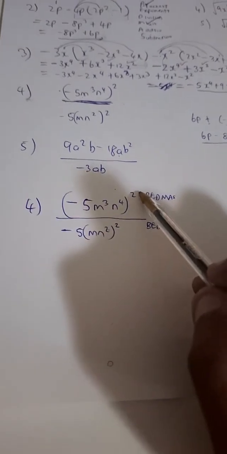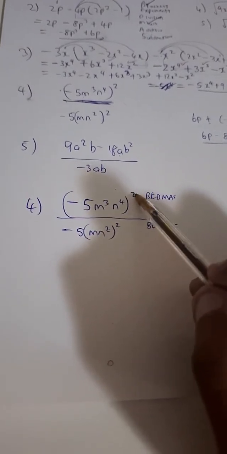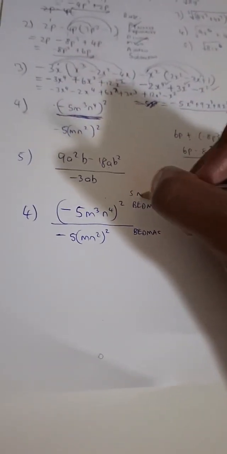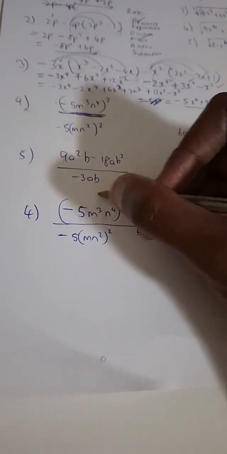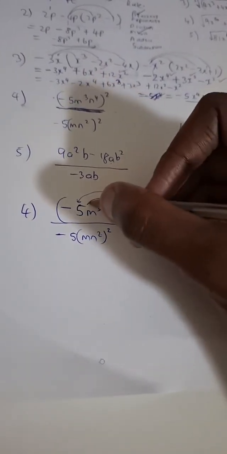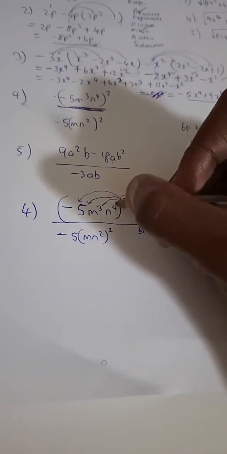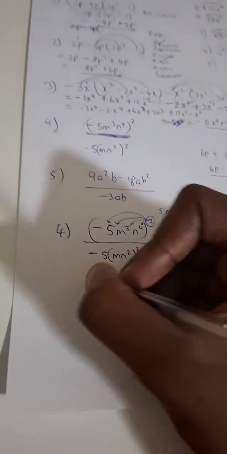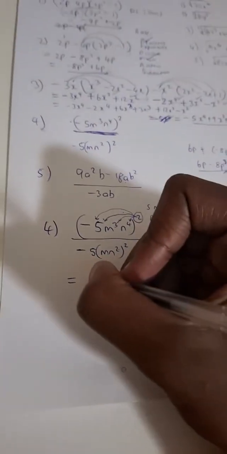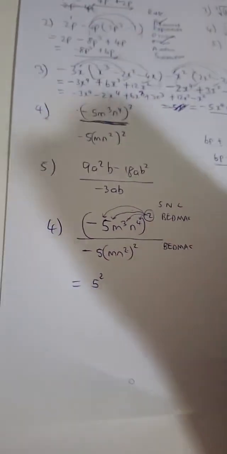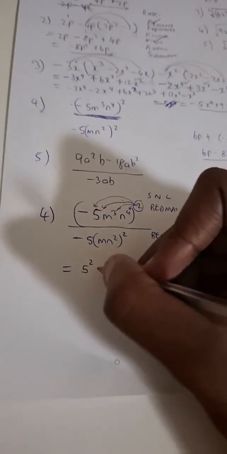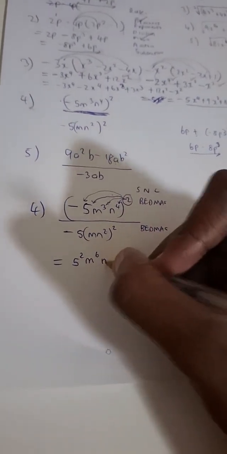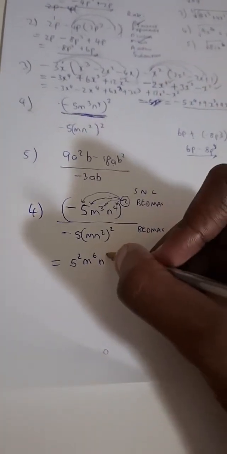There's a bracket, there's the exponent, it's an even exponent. We apply the even exponent to the sign, the number, the letter. Okay, so the even exponent to the negative sign leaves us with a positive answer. Then we have 5 squared. We have m to the power 3 times 2, which is 6. N to the power 4 times 2, which is 8.